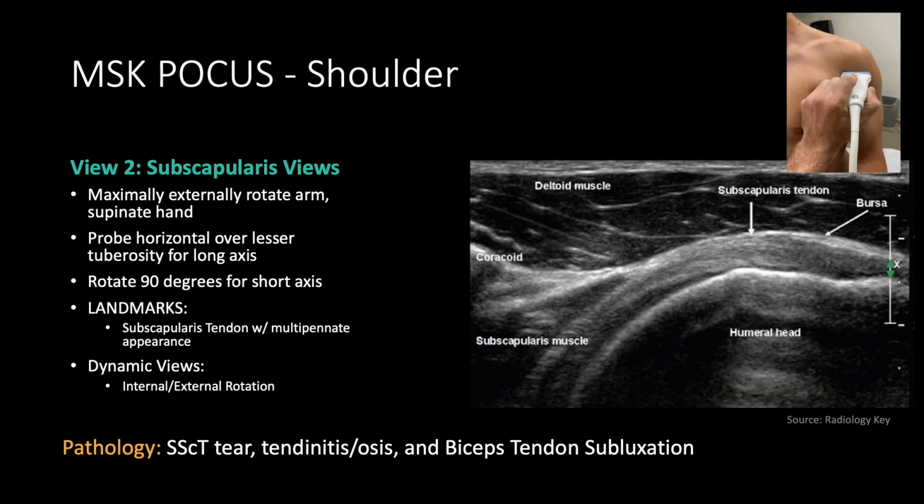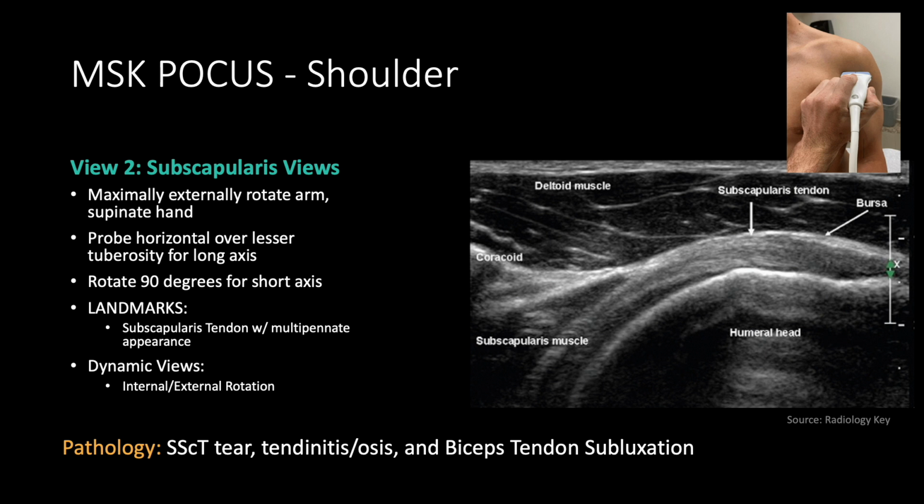The next view that we'll see from our anterior investigation of the shoulder is the subscapularis view. What you'll have the patient do is maximally externally rotate the arm and supinate the hand, while keeping the probe over the anterior shoulder. However, you probably want to slide or translate your probe just medially so that it's over the lesser tuberosity to see the tendon in the long axis. And then if you want to investigate in the short axis, you would just rotate your probe 90 degrees.